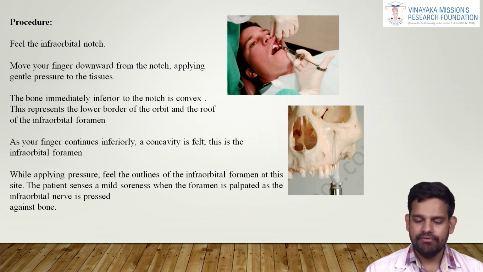The bone immediately inferior to the notch is convex. This represents the lower border of the orbit and the roof of the infraorbital foramen. As your finger continues inferiorly, a concavity is felt. This is the infraorbital foramen. Here we have to inject the needle into the mucobuccal fold, just distal to the canine and mesial to the first maxillary premolar. The needle is inserted toward the infraorbital foramen to anesthetize the infraorbital nerve.